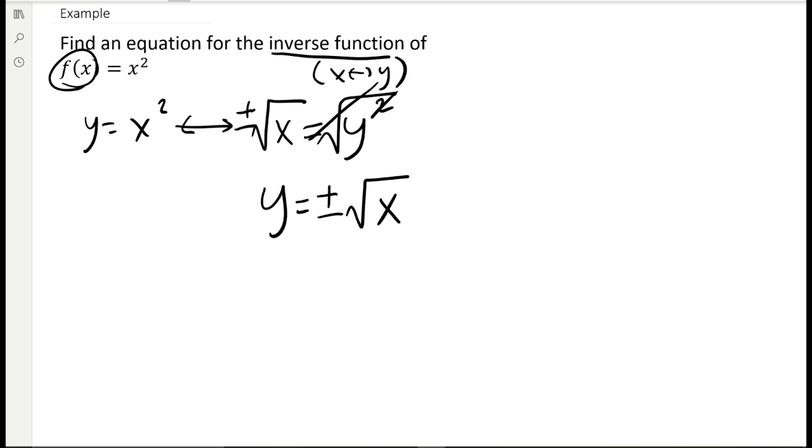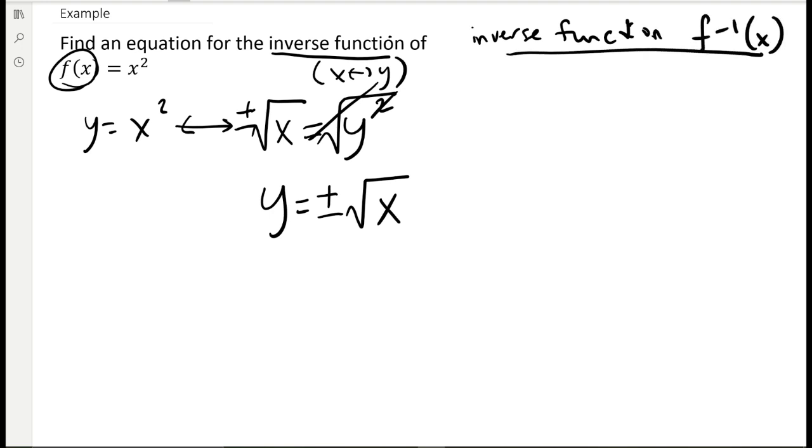Now, normally we're able to replace y with f inverse, right? There's a symbol for the inverse function, and it is f inverse, like this. That's the symbol for the inverse function. However, I'm going to leave it as y because this actually is not a function, and we'll explain why in just a second.